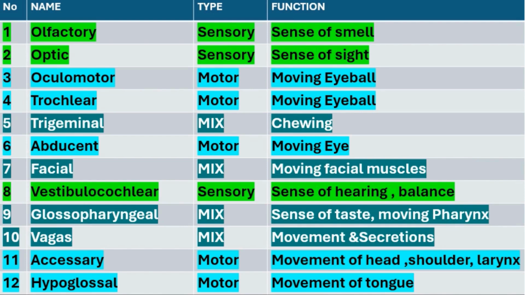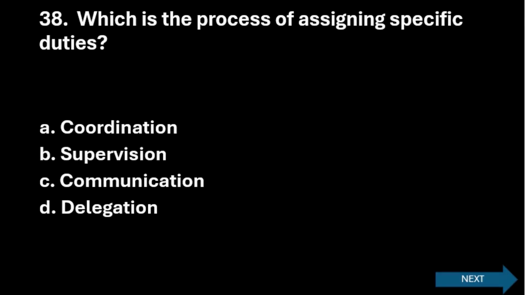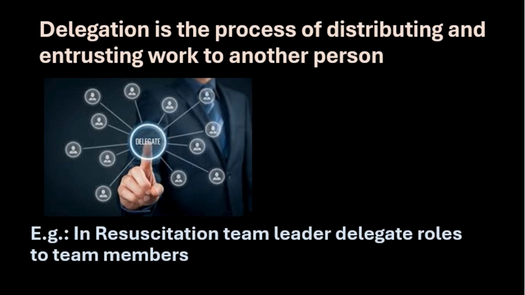Next question. Which is the process of assigning specific duties? Option A, coordination. Option B, supervision. Option C, communication. And option D, delegation. This is a simple, direct question. The answer is option D, delegation. Delegation is the process of distributing and entrusting work to another person. The example is resuscitation, CPR, cardiopulmonary resuscitation.